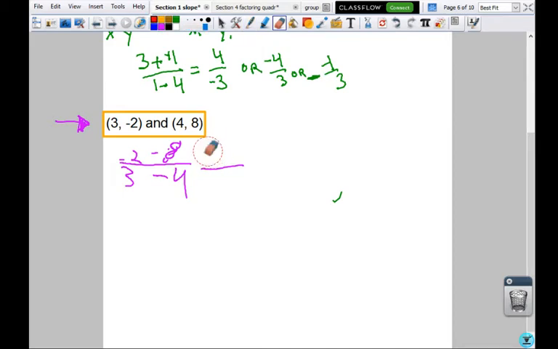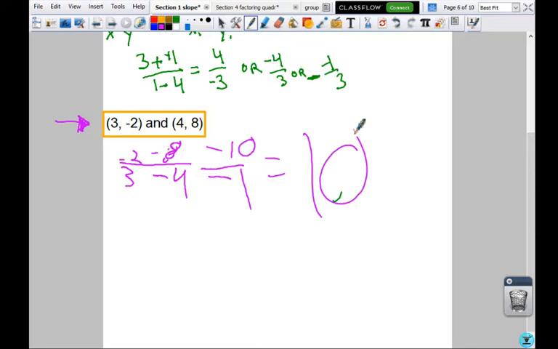Alright, keep it going. That is really negative 10. Alright, what do we get on the bottom? Negative 1. Alright, and there is one thing we can do. So 10 over 1 doesn't reduce, right? But what can we do?